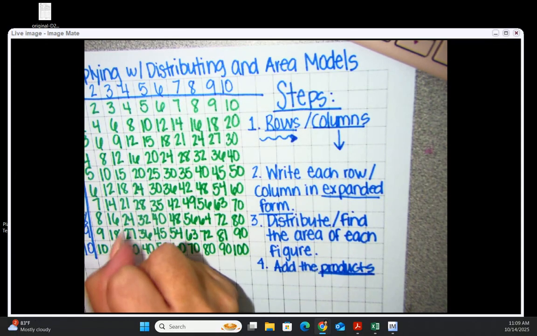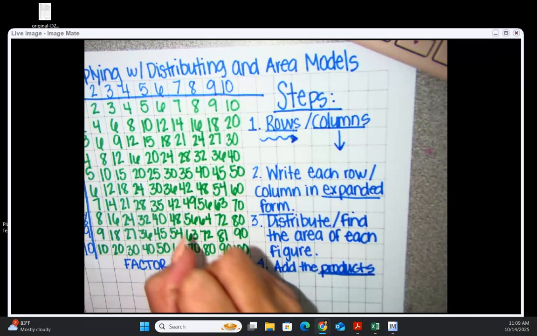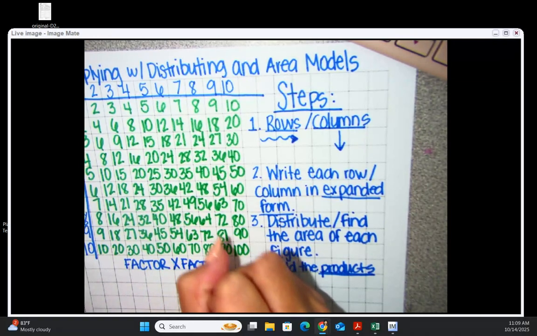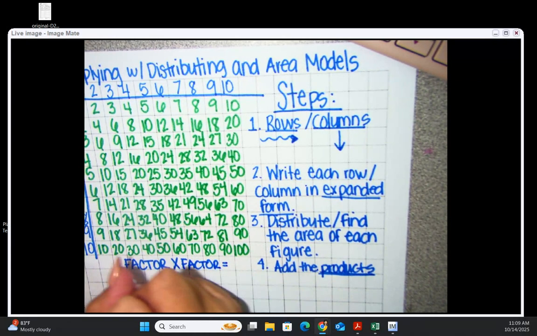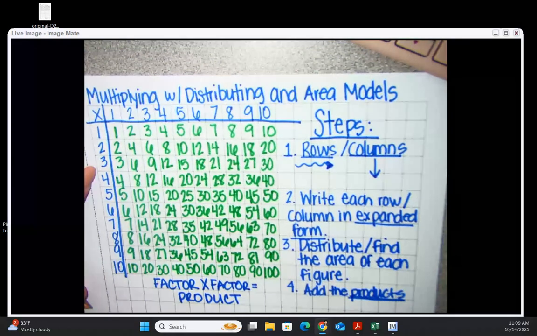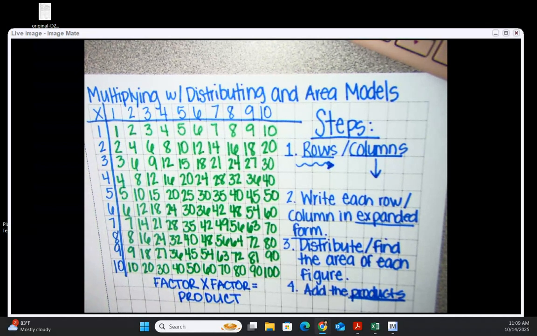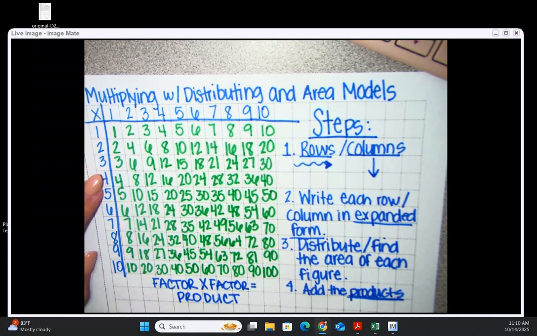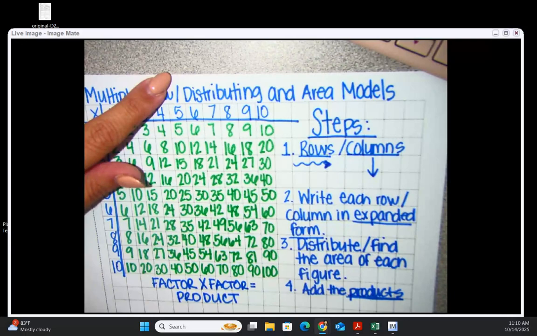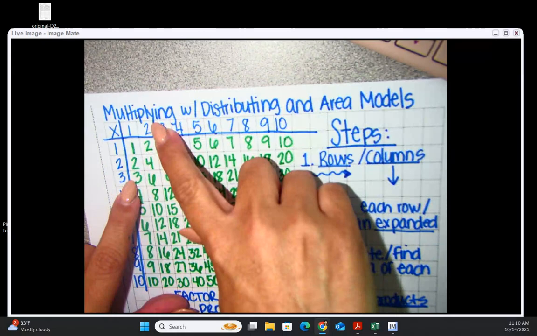So I'm going to write that right under my multiplication table. Factor times factor equals product. So when I multiply 3 times 2, quickly, because we're in the middle of starting a new lesson, guys. When I multiply 3 times 2, that means my factor is 3, my factor is 2, and my product is going to be 6. 3 times 2.